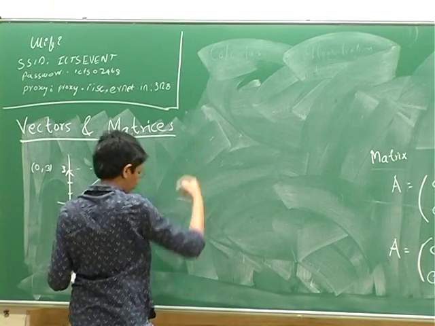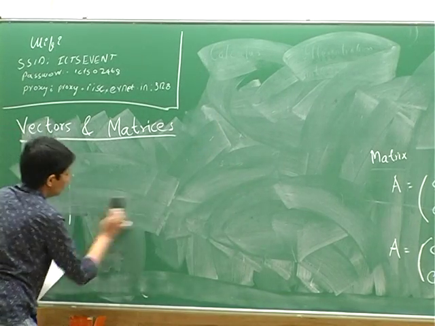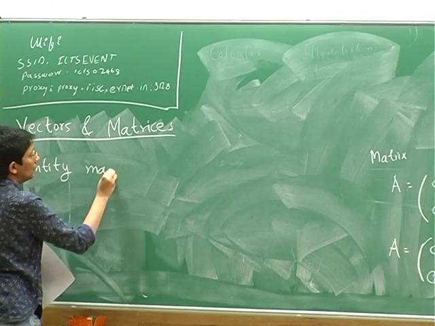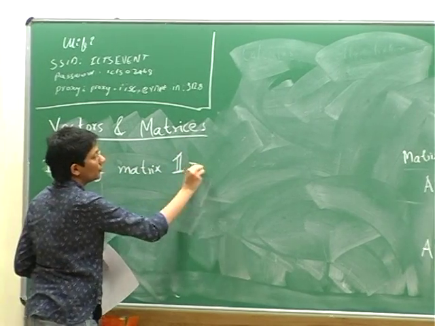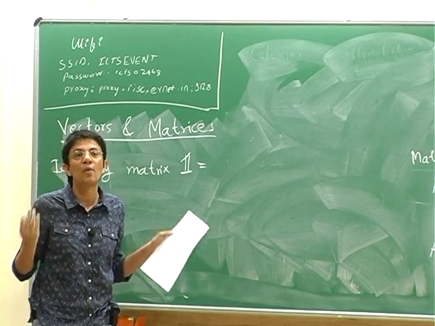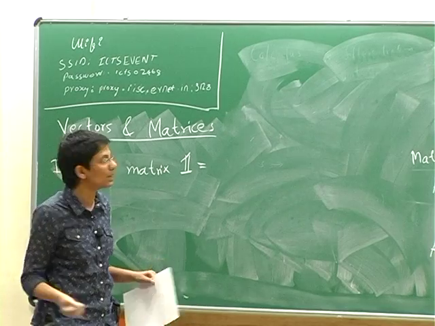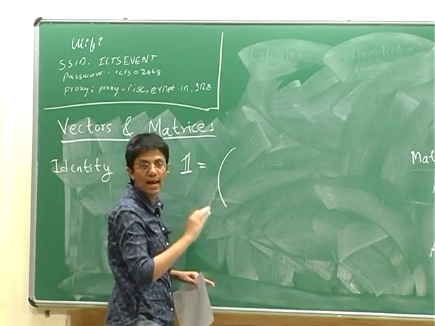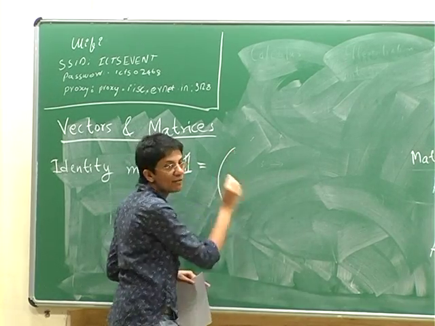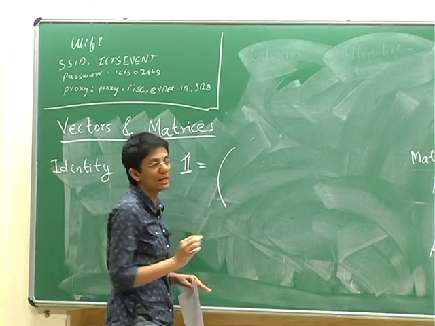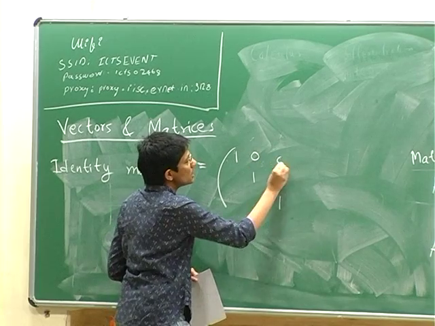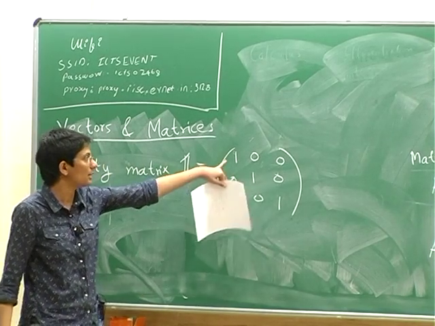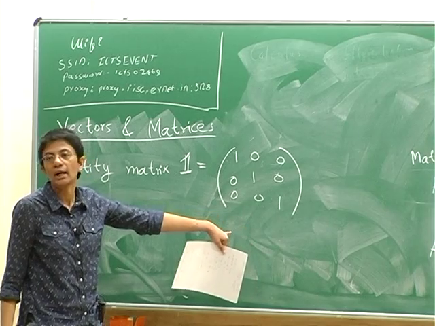Some special matrices. Identity matrix. The identity matrix is like the number 1 when we deal with just numbers, not matrices. It's defined like this: the identity matrix has all the elements 0 except the diagonal ones. The diagonal elements, A11, A22, A33, are non-zero and the rest are all 0. Since all the diagonal elements are the same and equal to 1, this is called the identity matrix.